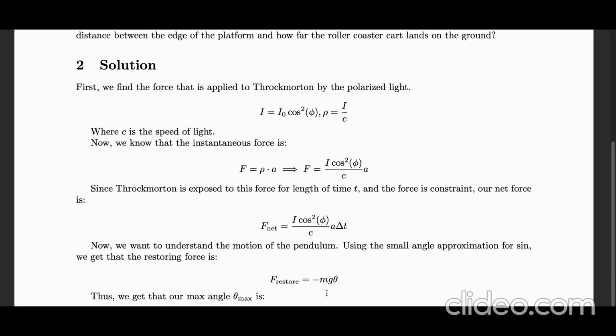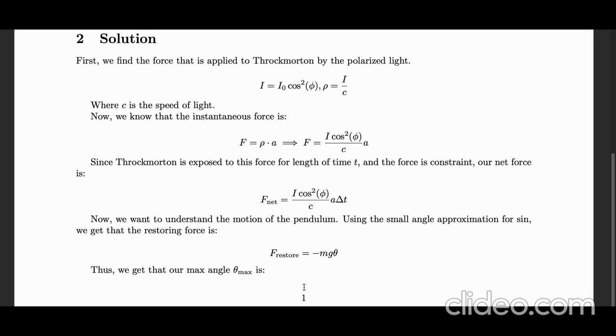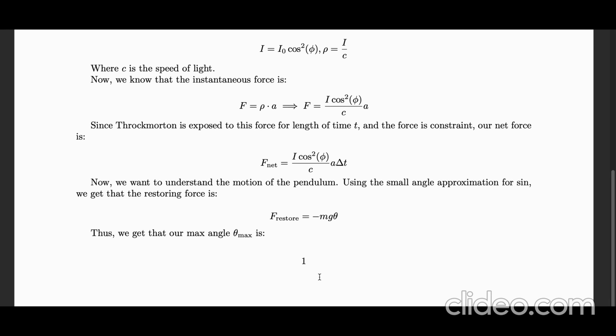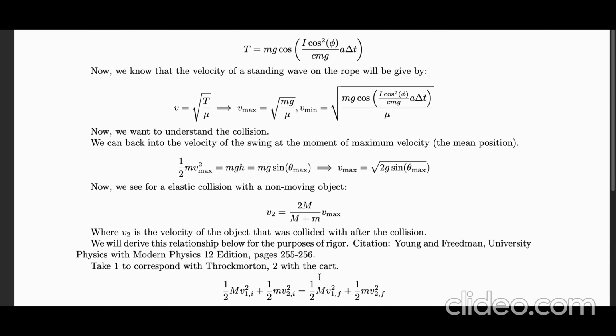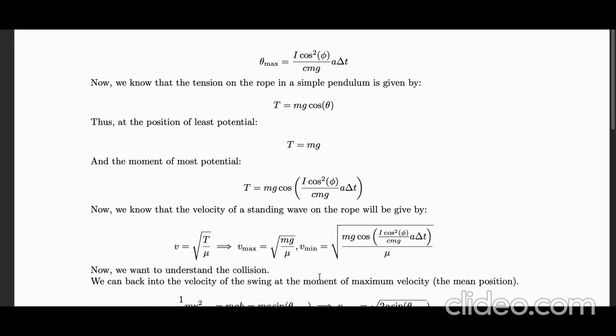Following this, since we actually want to understand the motion of the pendulum itself, because we can treat Throckmorton as very small in comparison to the swing, we can use the small angle approximation for sine here. And we get that the restoring force is going to be negative mg theta. So putting these two pieces together, we're going to get our max angle theta max on this next page right here. So it's going to be I cosine squared phi divided by the speed of light times mg, all multiplied by A times delta t. And next we're going to first try to solve part A of the question, which is actually talking about the standing waves.